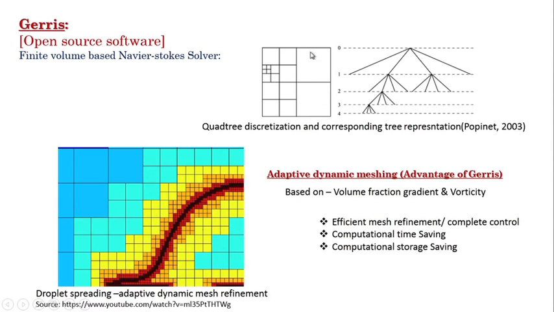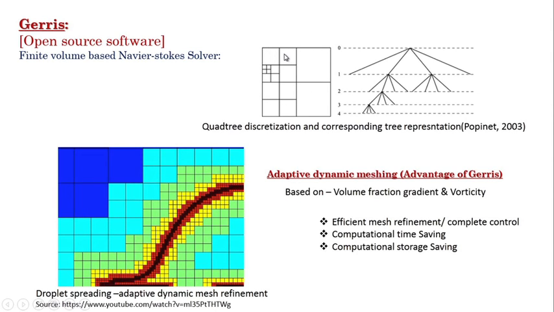Here you are seeing that initially one box has been divided into 4 boxes, and in the next step any box, whenever required, can divide again into 4 boxes, 4 cells. This way it will continue. This is actually called quad-tree discretization. Using this quad-tree discretization, Jitter adapts dynamic meshing.